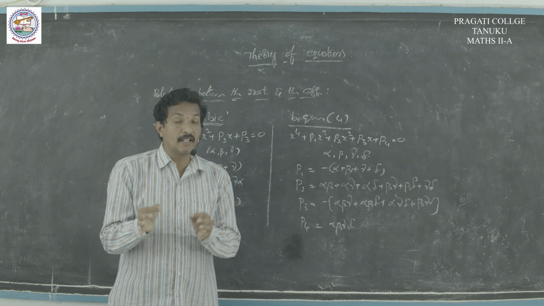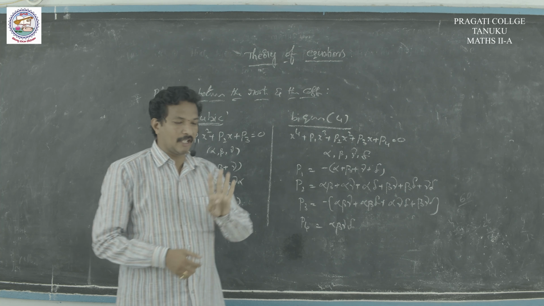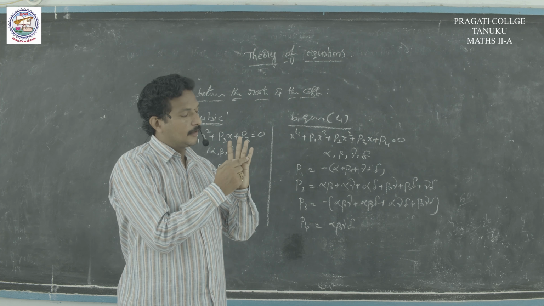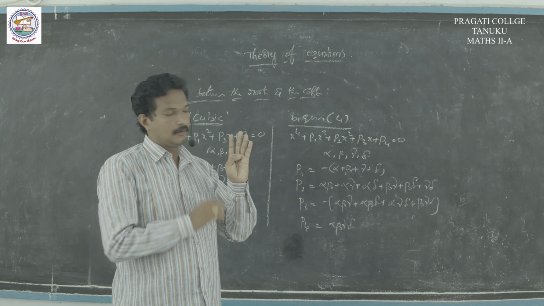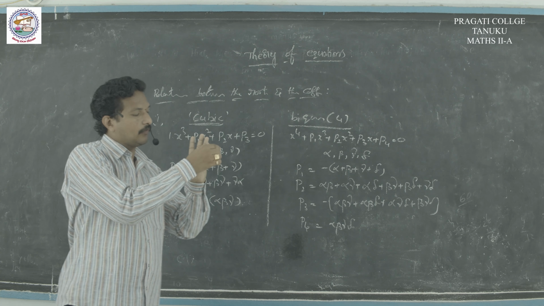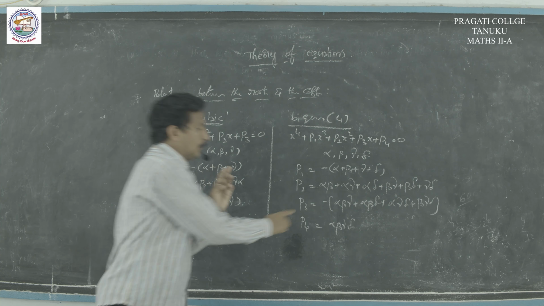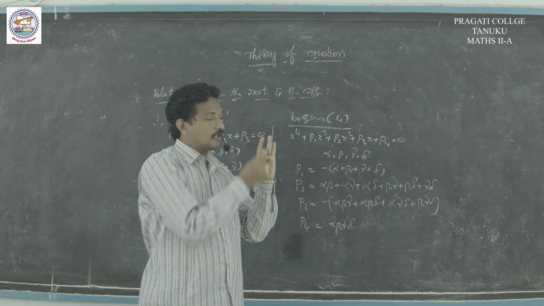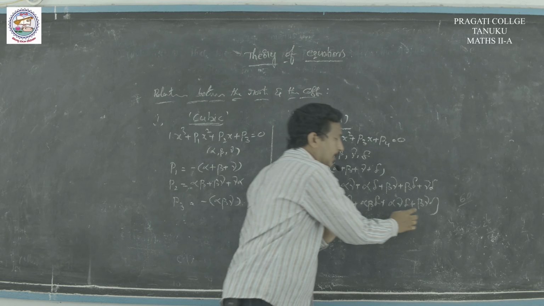P3 means minus of the sum of the product of the roots taken three at a time. Here we observe that, instead of taking three, it is easier to remove one number. Taking three from four numbers is harder than leaving one out. So first of all we remove the last one, then it is alpha beta gamma, and the next one is alpha beta delta, and the next one is alpha gamma delta, and the next one is beta gamma delta.